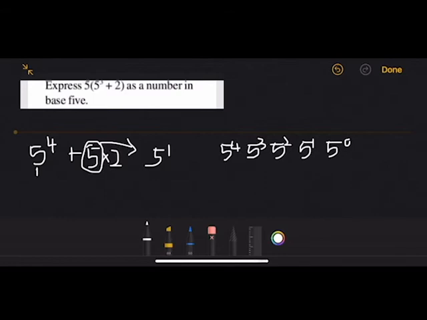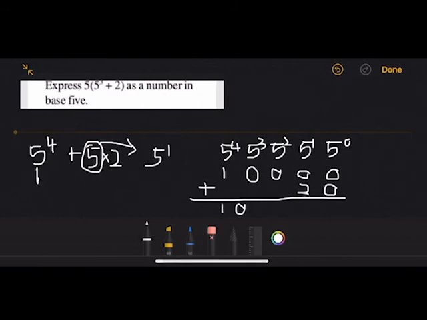So we have 5 to the power 4 here, 1, and we have 0 at the back, same as the first question. And 5 to the power of 1, we have 2. So we'll put this here, 5 to the power of 1, we have 2 and 0 at the back as well. So we'll add this up and our final answer will be 10020 in base 5.